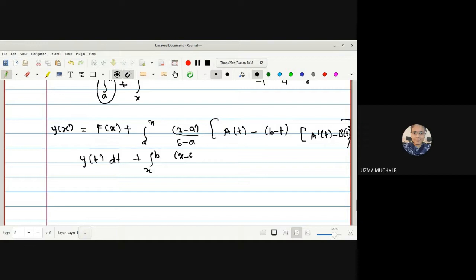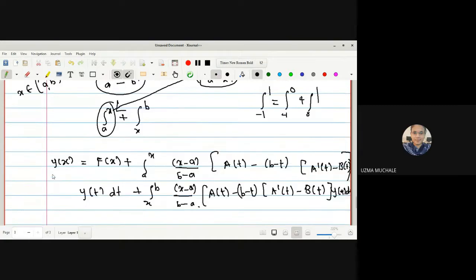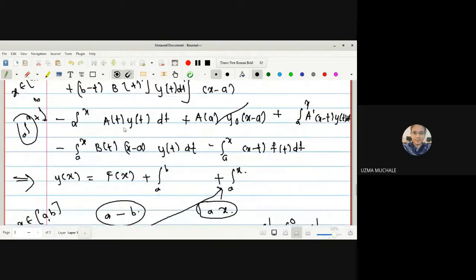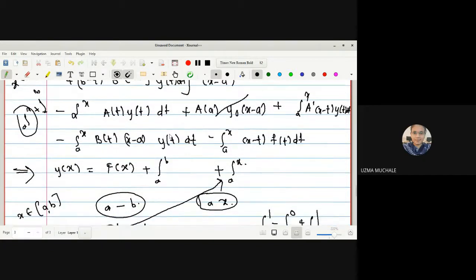So it is (x minus a) on (b minus a). The same term we are writing, A of t minus (b minus t), A dash of t minus B of t, y of t dt. Okay, now we'll write down the term which we have here. These are the terms with a to x. This term we will write.